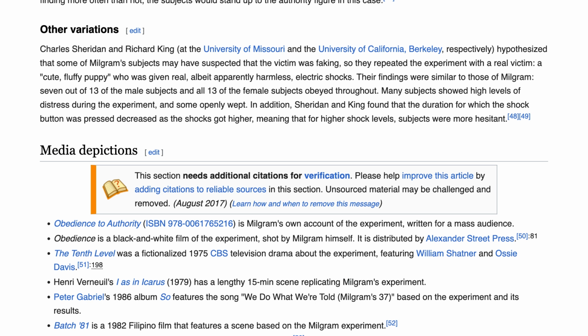7 out of 13 of the male subjects and all 13 of the female subjects obeyed throughout. Many subjects showed high levels of distress during the experiment, and some openly wept. In addition, Sheridan and King found that the duration for which the shock button was pressed decreased as the shocks got higher, meaning that for higher shock levels, subjects were more hesitant.